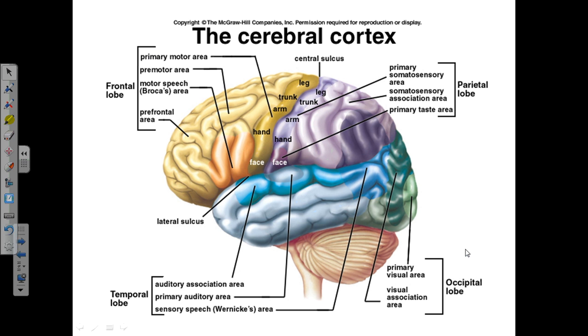Scientists know from open skull tests on people when they were conscious that if you stimulate this part of the brain, people feel it in their hand. If you stimulate this part of the brain, they feel it in the trunk of their body. If you stimulate this part, they feel it in their leg. So they did this from probably experiments they would get put in jail for today, with people consciously knowing what was going on.